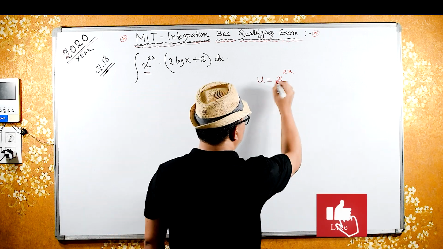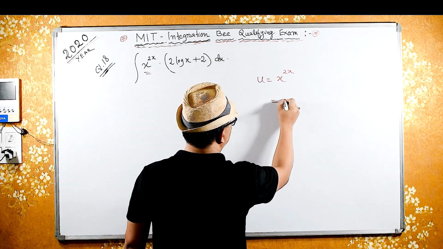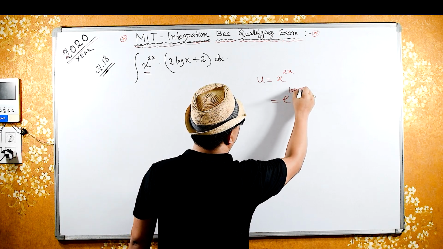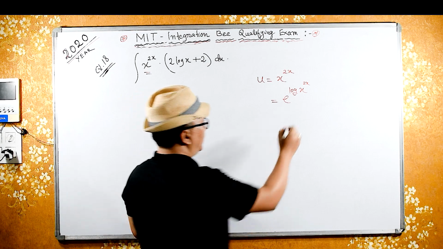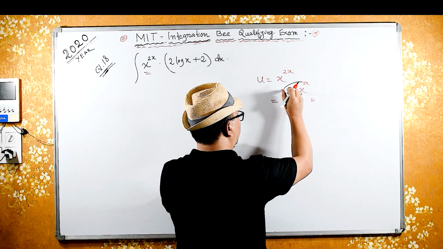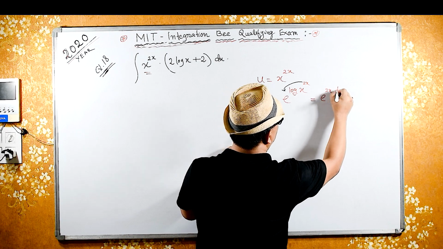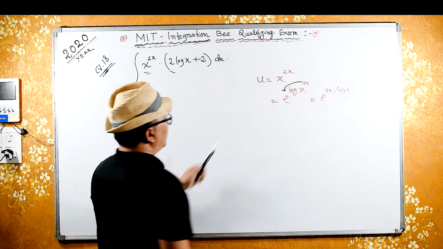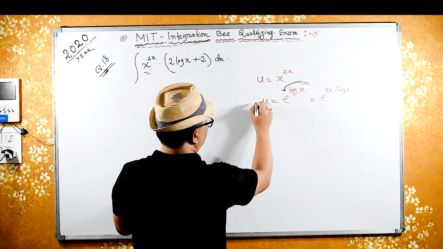Now see, this can be written as e raised to log of x raised to 2x, because log and e get cancelled. By log property, I can bring the power over here, that is e raised to twice x into log of x. So x raised to 2x can be written as this. Now this is my u.